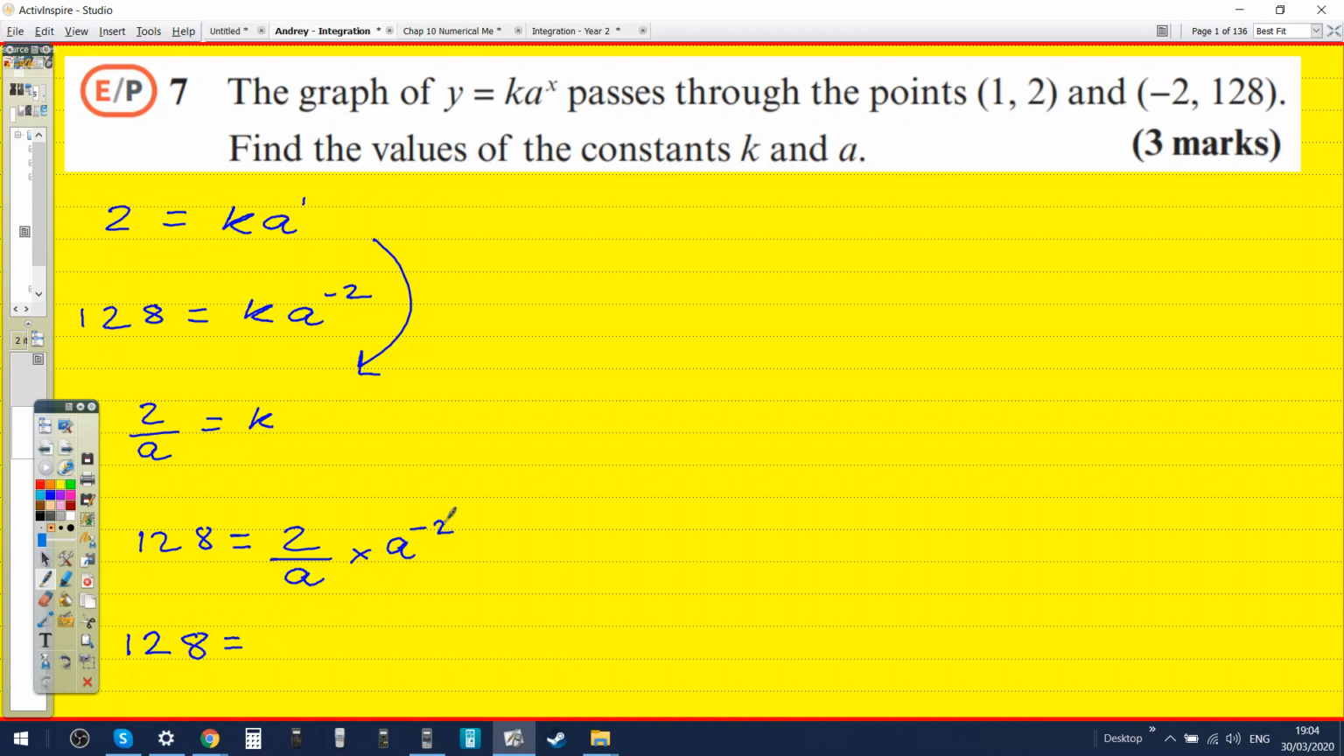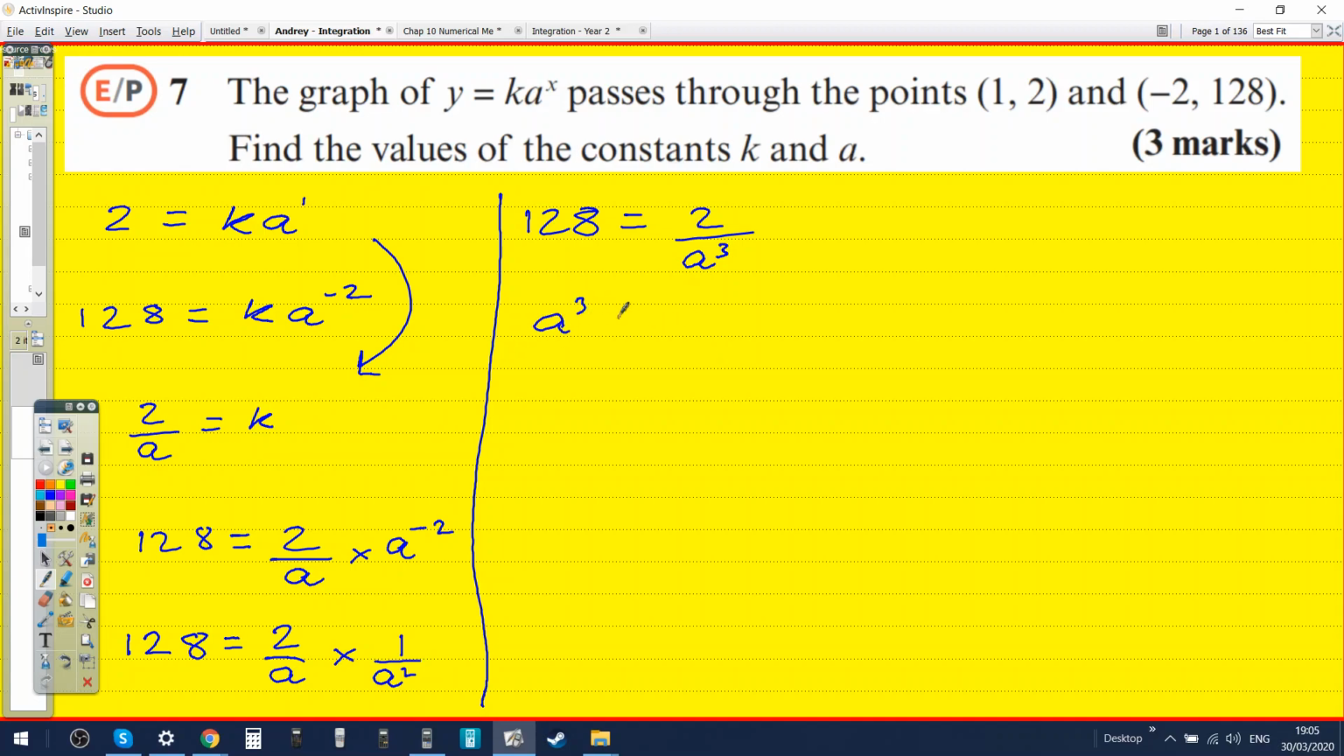Do you know what a to the minus 2 is? Because it's 2 over a, does that mean I need to make it 2a to the power of minus 1? That would work, yeah. What you might find easier is a to the minus 2 is the same as 1 over a to the plus 2. So instead of bringing the other one up, bring that one down. Then that would just be 128 equals 2 over a cubed, and then a cubed is equal to 2 over 128.